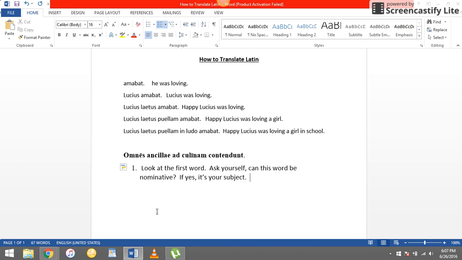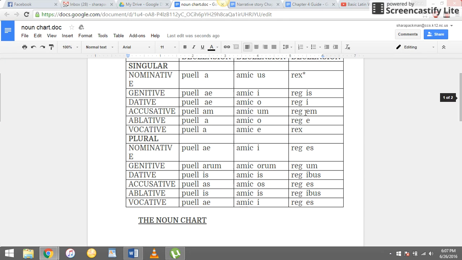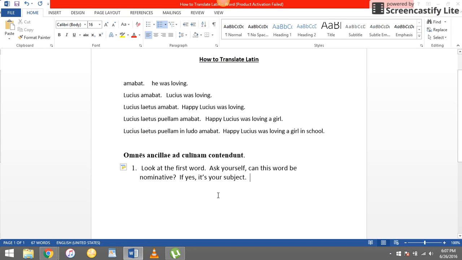So let's look at the ending on omnes. It's an es. Now we go back to our noun chart and look at nominatives, because that's what we're looking for. We just said, can it be nominative? Well, not here. Let's look at the plural. Boom. It totally can be nominative. So omnes is going to be the first word in your English sentence, whatever it is. If you know what omnes means, and if you don't, you can look it up in your vocab, it means all. So all is going to be the first word in your English sentence because the subject comes first in English sentences.